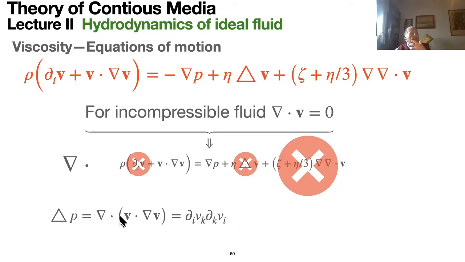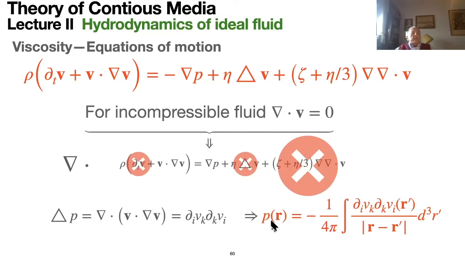And that relation tells us that I can solve it and express the pressure in my Navier-Stokes equation entirely in terms of the velocity field. So the Navier-Stokes equation for an incompressible fluid becomes an equation for the velocity only. The continuity equation is satisfied by the incompressibility assumption. So the whole hydrodynamics of a viscous incompressible liquid reduces to the equation for the velocity.